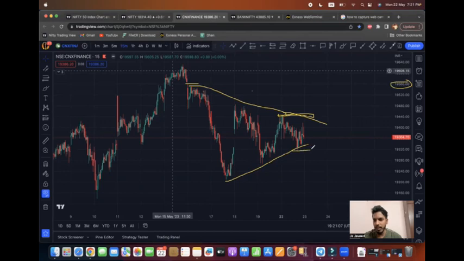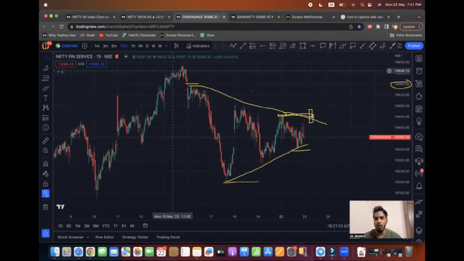If it crosses 19,320 level and sustains below this level, then we can have a trade till 19,200 level. We can plan an easy trade on the downside as well as on the upside. But what we need is a breakout and sustainability on either side.